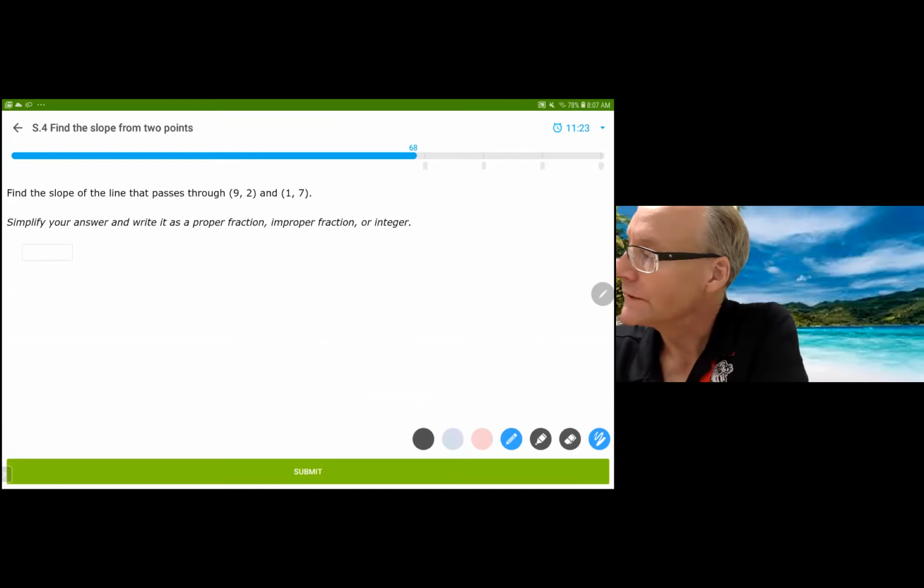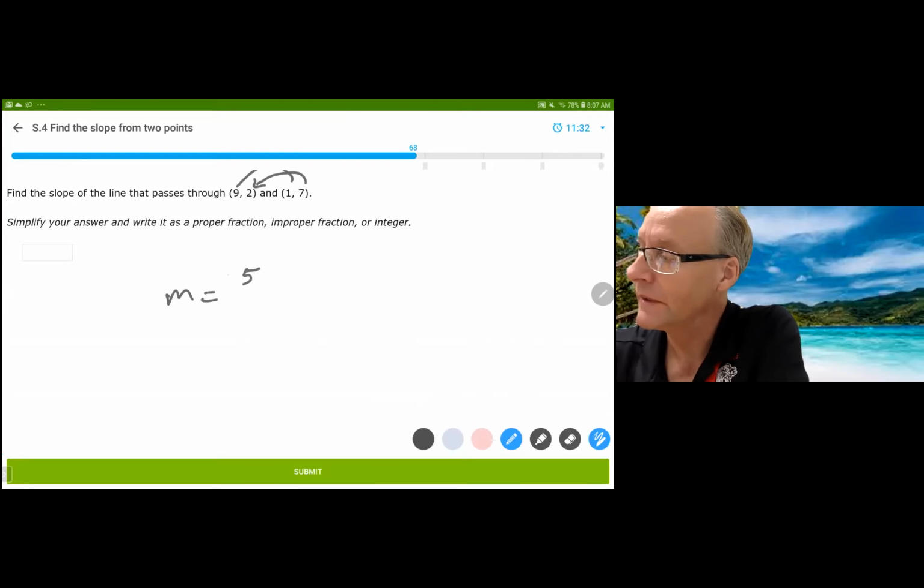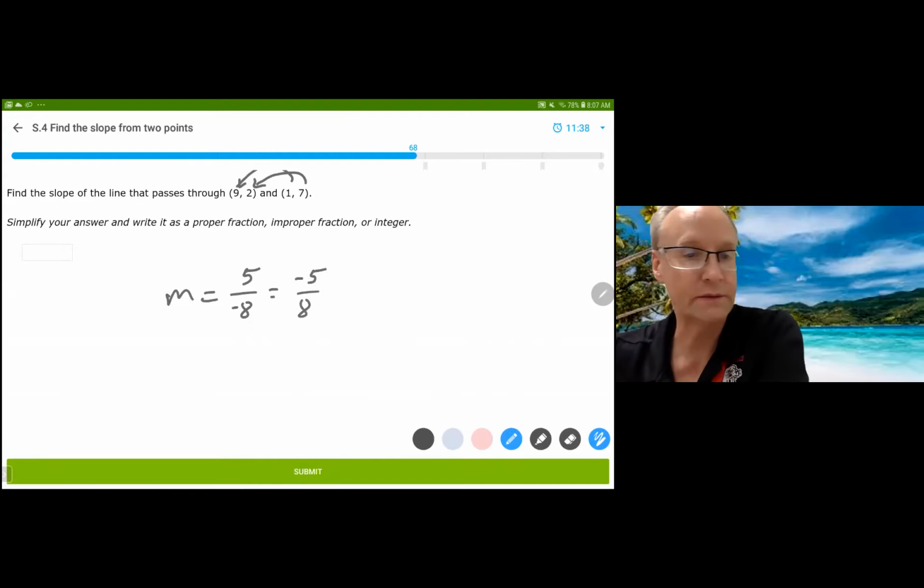Okay, we've got 7 minus 2. You write it. 7 minus 2 is 5. And 1 minus 9, that's negative 8. I like putting the negative in the numerator. Negative 5 over 8.